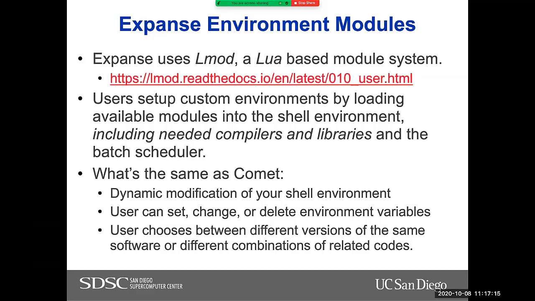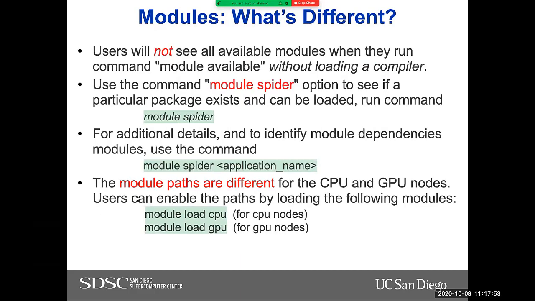So what's the same on Comet? Dynamic modification of your shell environment. You can set, change, or delete these environment variables and modules, and you can choose between different versions of the same software or different combinations. One nice feature of the LMOD system is it looks for dependencies and tries to modify dependencies. So if you change your Intel version, it might change some other version of software. If it can't, it gives you some recommended commands using a command called Spider to look around and see what you do need. They try to make it as minimally challenging as possible. So that's kind of a fun thing to do.